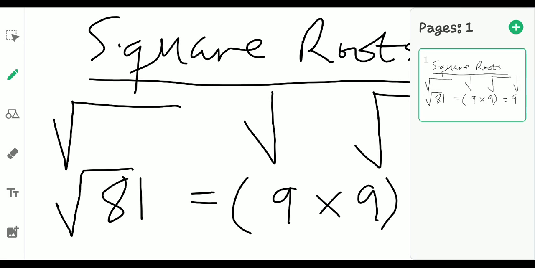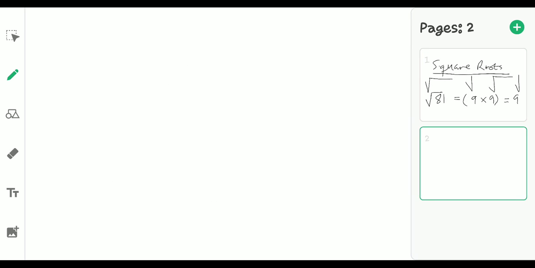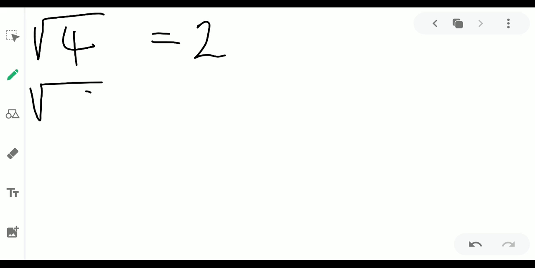So we move on. Let's try some more examples. Now, let's start with 4, the square root of 4. It means we look at a number that multiplies itself and gives you 4, and that is 2. So the square root of 4 is 2. Let's go to 9. A number that multiplies itself to get 9, and that number is 3. 3 times 3. So the square root of 9 is 3.